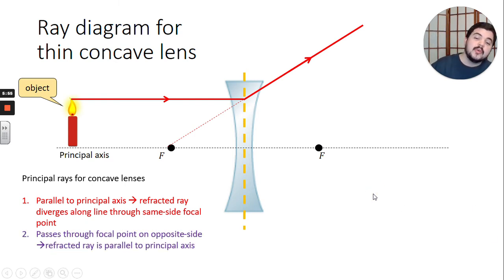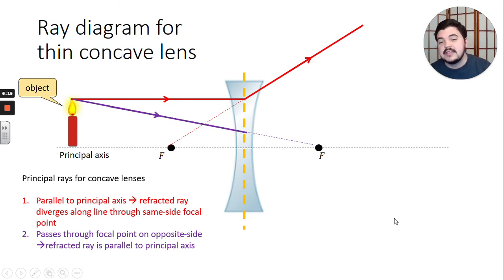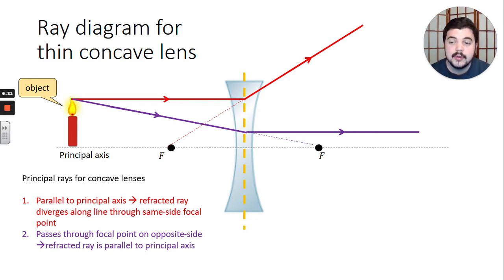Principal ray number 2, this is the one that's going to pass through the far side focal point. We have to use both focal points. It's a good way to say this. So we are now going to be using the focal point that we have not yet used, which is the one that's on the far side. And the light ray that's going along that line, once it hits our lens, is going to refract in such a way that it leaves parallel to the principal axis.